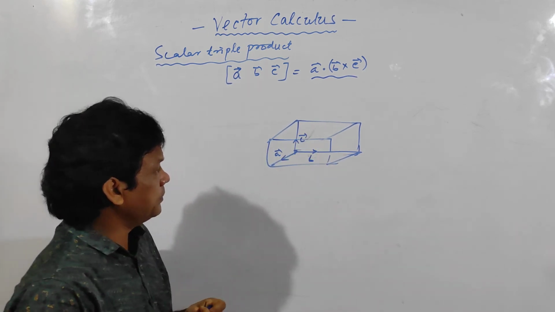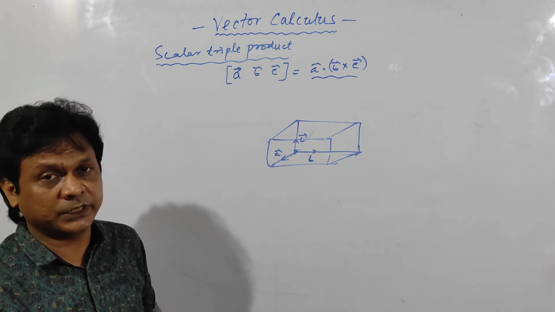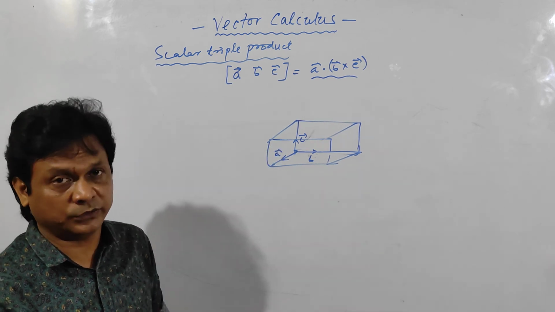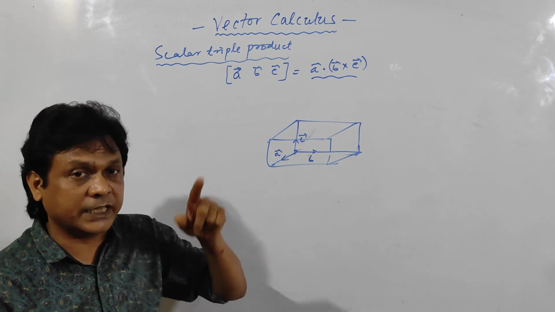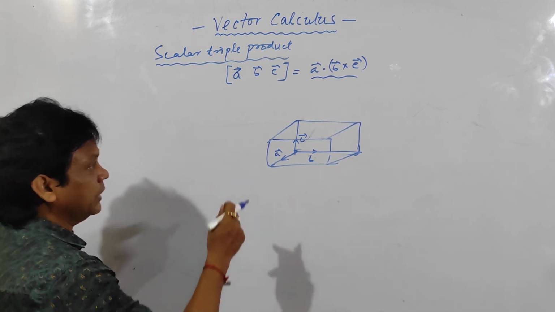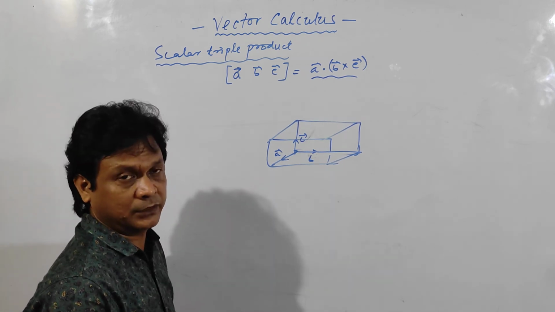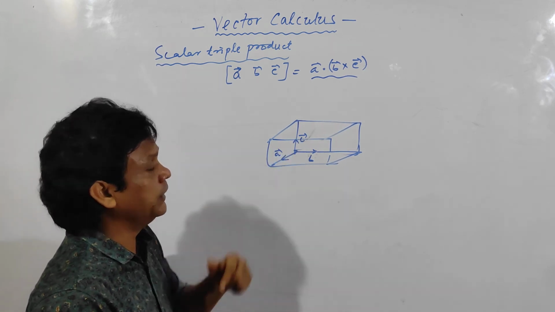Clear? And if the C vector lies on the plane of A and B, that means there will be no height. That means the volume will be equal to 0. And if the C vector lies in the plane of A and B, that means the A vector, B vector, C vector are coplanar. Clear? So there will be no three-dimensional structure. It will become simply a plane. Due to height, you are getting the three-dimensional figure.